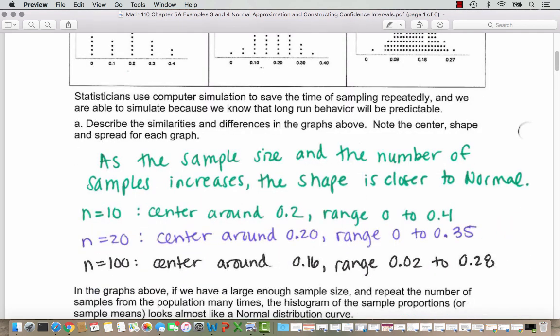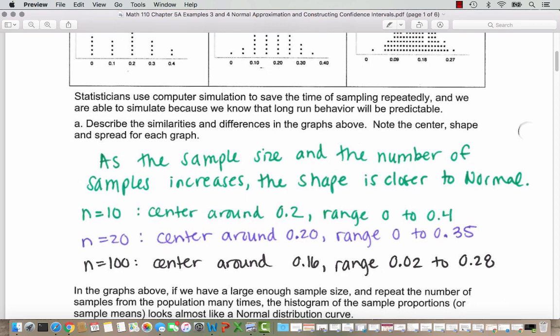Statisticians use computer simulation to save the time of sampling repeatedly, and we are able to simulate because we know that long-run behavior will be predictable. So we want to describe the similarities and differences in the graphs above, and we want to make sure we know the center, shape, and spread for each graph. So we notice as the sample size and the number of samples increases, the shape looks closer to a normal distribution shape.